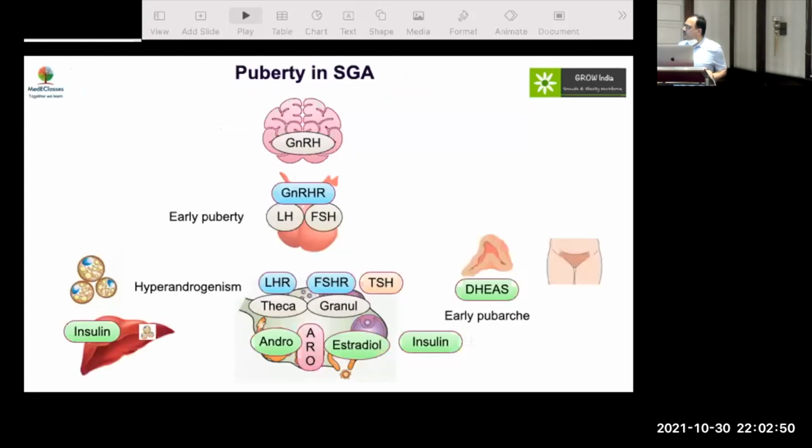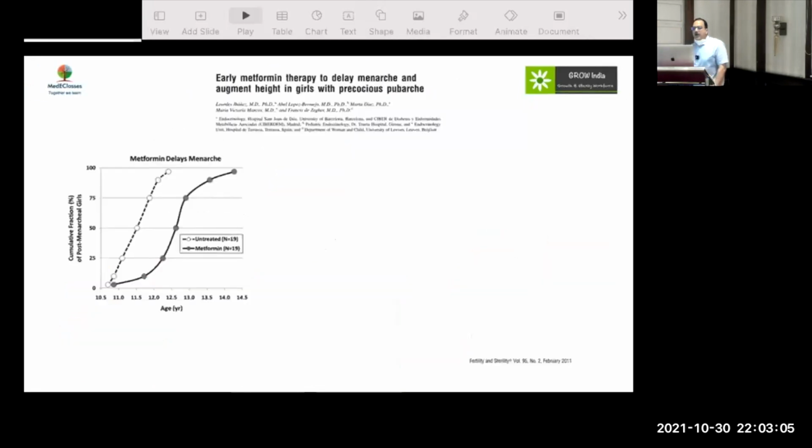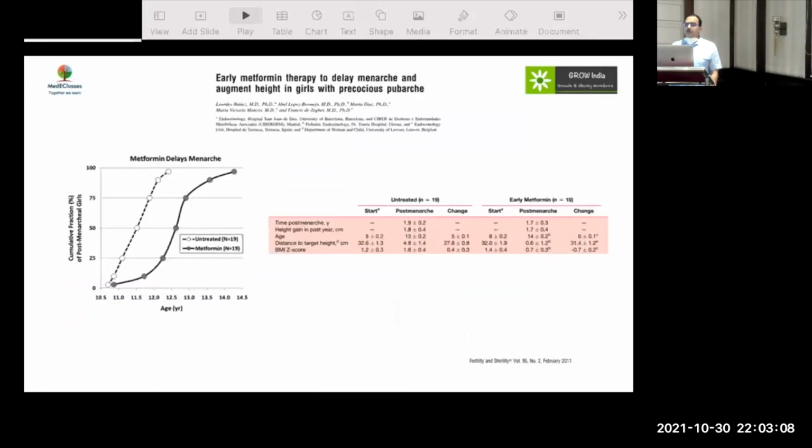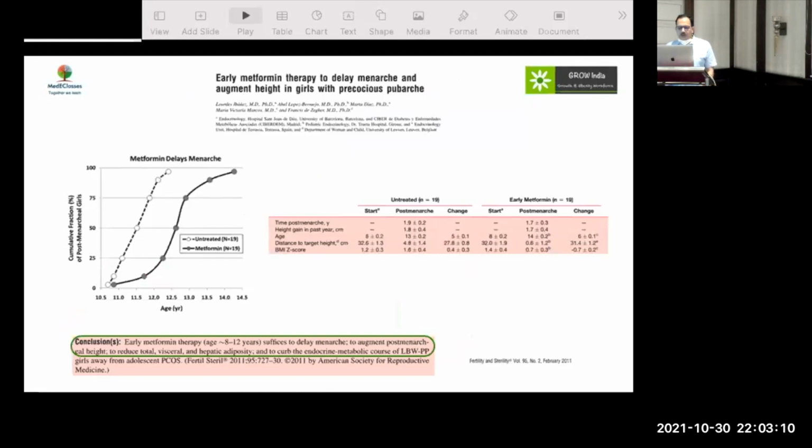So what can we do in this setting? We can give metformin. In SGA with precocious pubarche, there are studies which show that metformin will delay pubertal progression and also increase height. And this is the study that we're talking about in terms of metformin. It improves the outcome and a significant increase in height may happen. So if we have an SGA girl with precocious puberty and short stature, do think of metformin as a possibility of treatment, which becomes important.